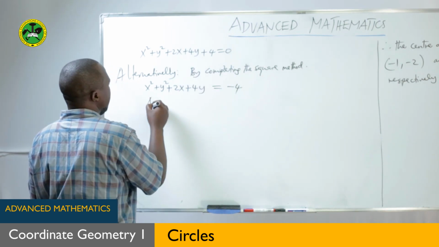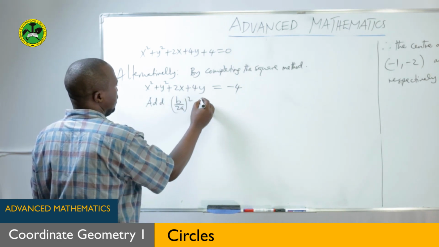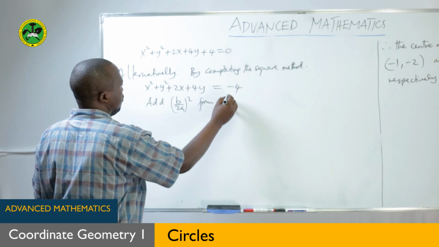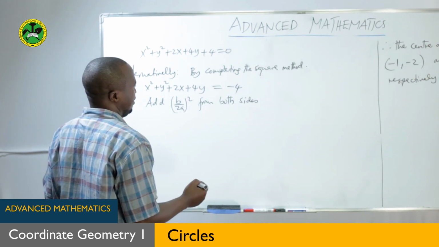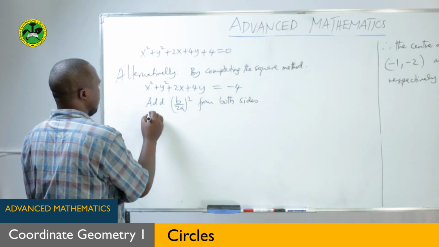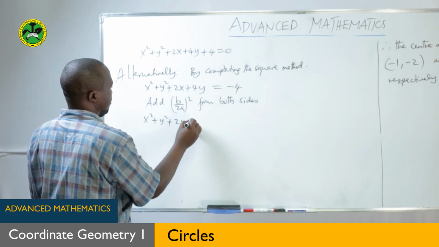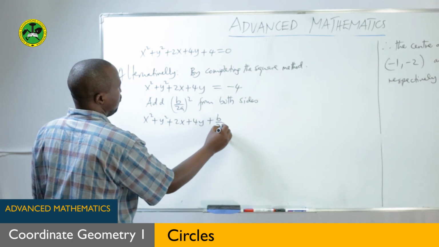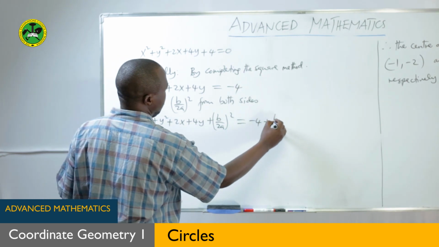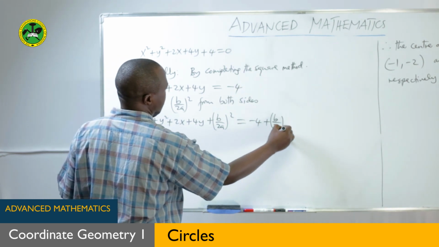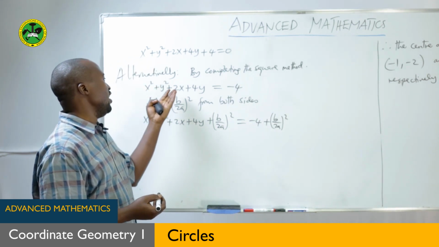So here we add (b over 2a) squared to both sides. So here we are going to have x squared plus y squared plus 2x plus 4y plus (b over 2a) squared is equal to negative 4 plus (b over 2a) squared. We are going to do this for x and y.